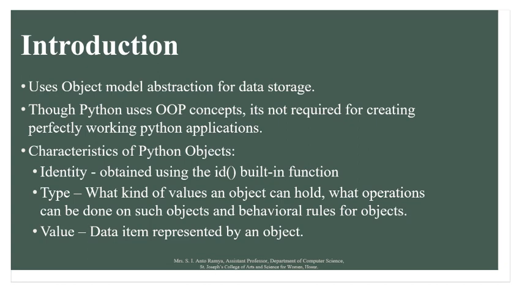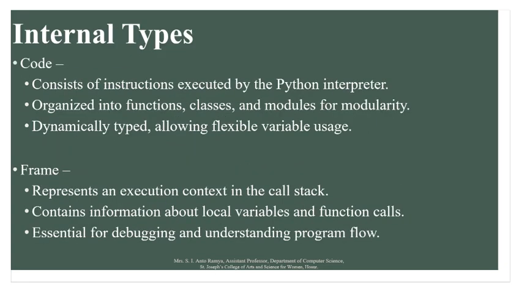The identity can be obtained from the function id. The type, in the sense what type of value the object is going to hold, that will be taken care of here. And value, what value you're going to pass to an object. And these are the internal types.